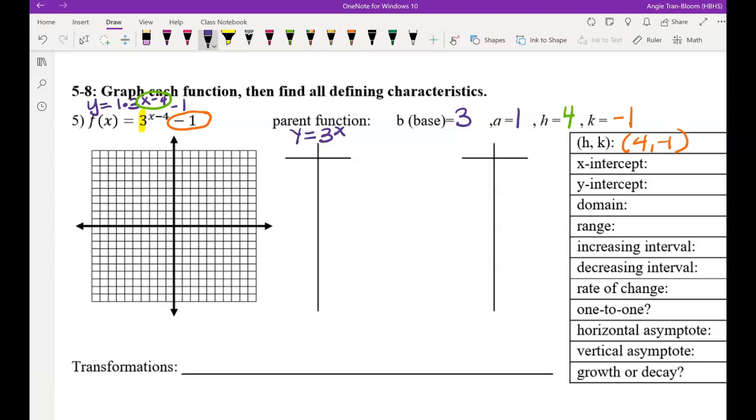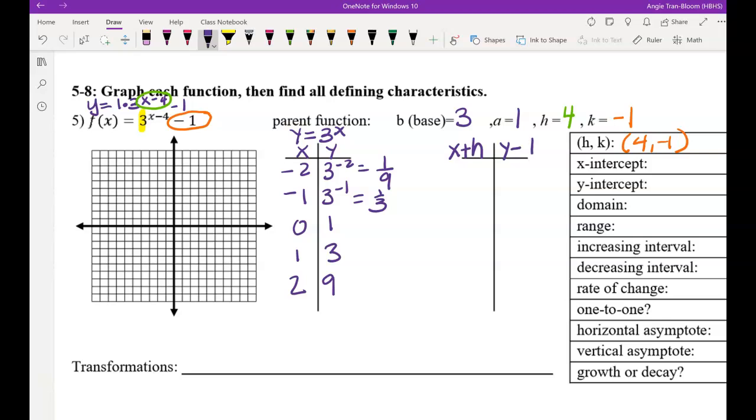Let's go and plug in some values. We can pick any 5 x's that you want in the parent. So negative 2, negative 1, 0, 1, and 2. So 3 to the negative 2 power, students, is now 1/9. 3 to the negative 1 equals 1/3. 3 to the 0 is 1. 3 to the 1 is 3. 3 squared is 9. Then that's going to allow us to transform. Remember, h is going to be added with the x, and your k is going to get minus with the y. We have a value of 1, so we don't need to multiply that, okay?